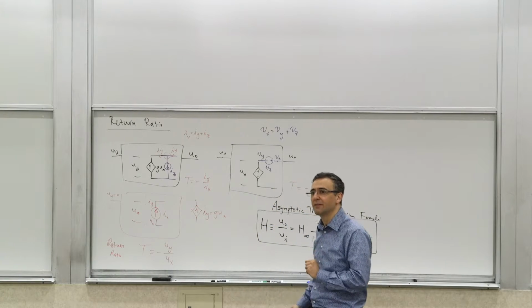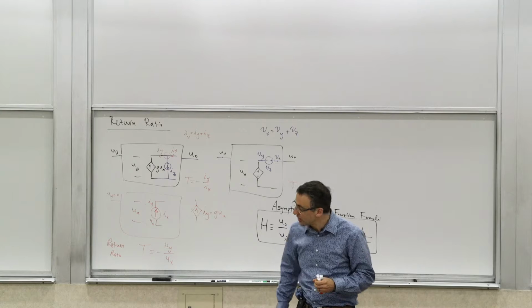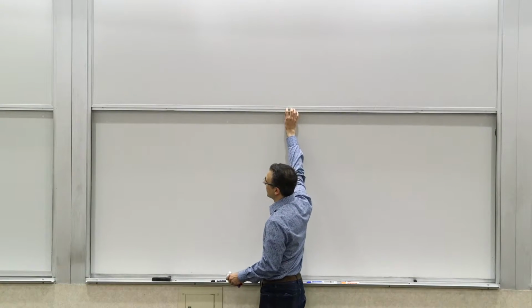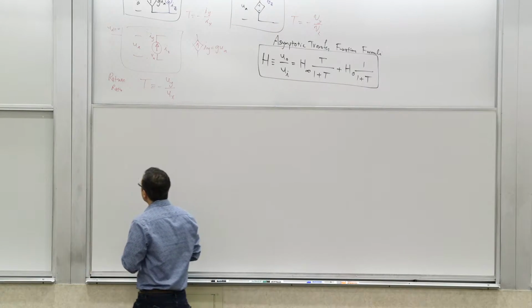But let me first do the derivation. Let me do the derivation of this thing. How do you determine this asymptotic transfer function formula? Where do you get it? So the derivation is like this.